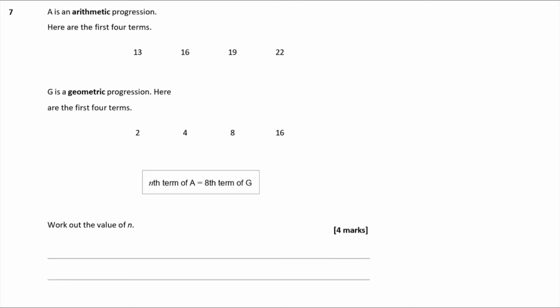Question 7. A is an arithmetic progression. Here are the first 4 terms. So it's going 13, 16, 19, 22. G is a geometric progression. Here are the first 4 terms.